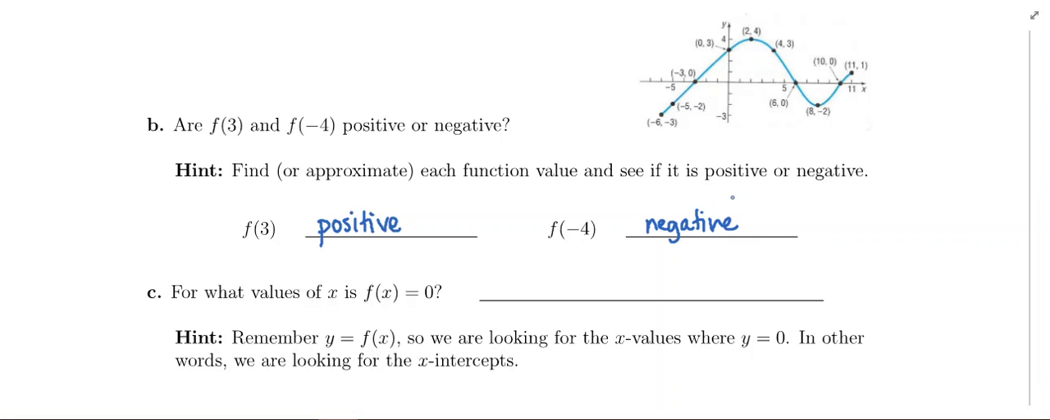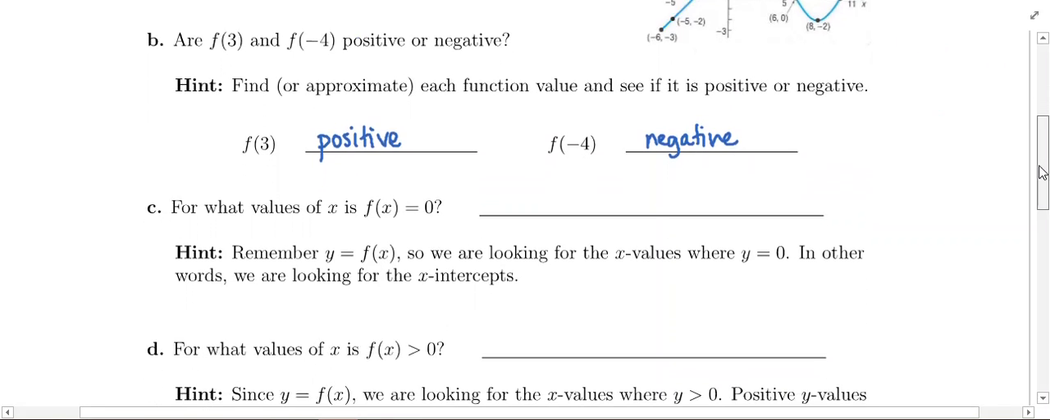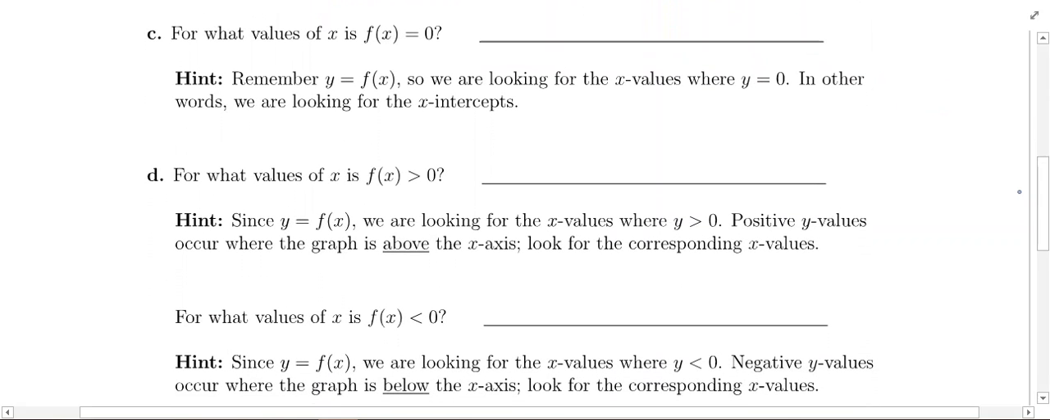So each of these parts in example 2 will have a hint to it so that you can go back and refer to how to do these particular problems. All right, let's look at example C now. It says, for what values of x is f of x equal to 0?